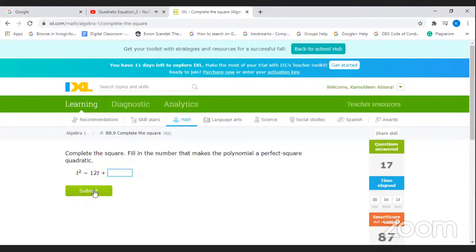So minus 12, half is minus 6. Minus 6 squared is what? 36. And here, 9. Half of 9 is 9 over 2. 9 over 2 squared, that would be 9 squared is 81, 2 squared is 4. That's 81 over 4.